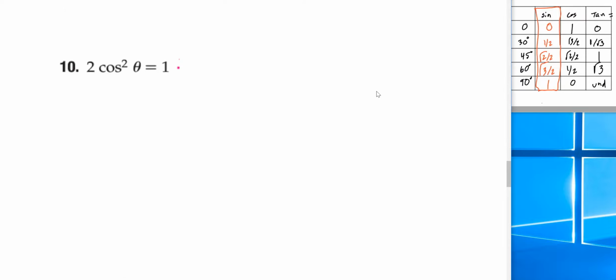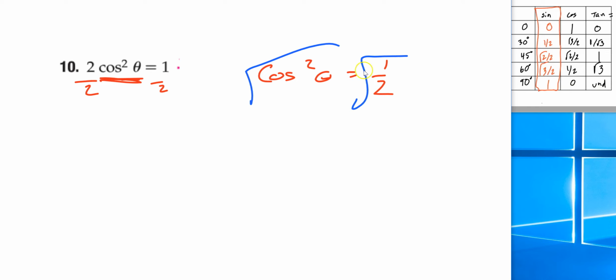Again, a couple more. 2 cosine squared theta equals 1. So again, notice there's only one trig function, so we're going to try to solve for it. Let's divide by 2 first. Cosine squared theta equals 1 half. Now you might be thinking, how do I get rid of the square? Well, we square root it. Cosine theta equals square root of 1 half. Now here's a tricky thing. Or you can separate it: square root of 1 is 1, square root of rad 2, you can't. So I get this. And don't forget, square root is plus and minus. So actually here, cosine can be plus or minus 1 over rad 2.